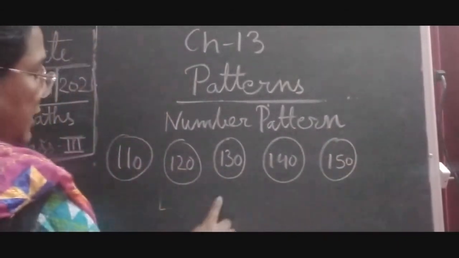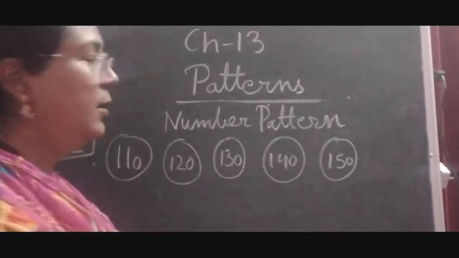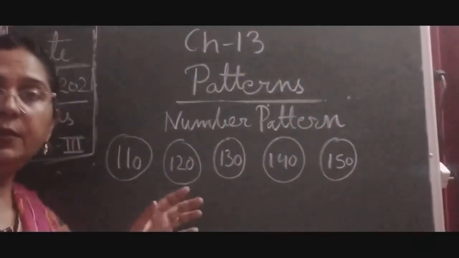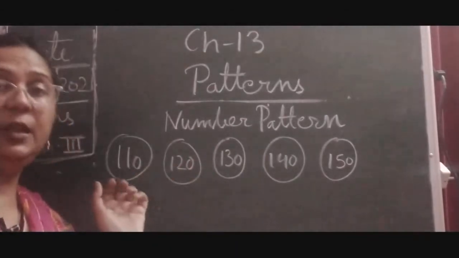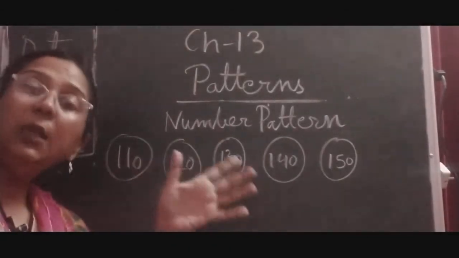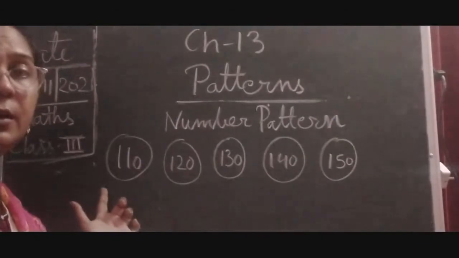Now children, you can see this series of pattern. The change between numbers is only 10. The difference from one block to the next is 10. So here 110 is there.